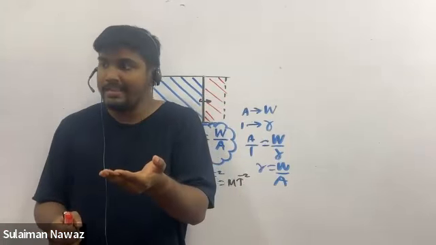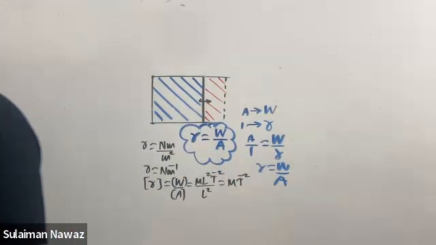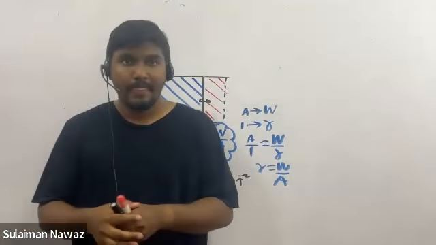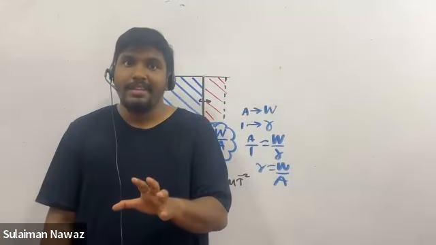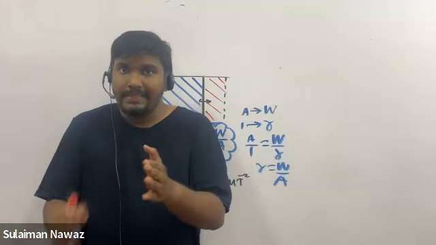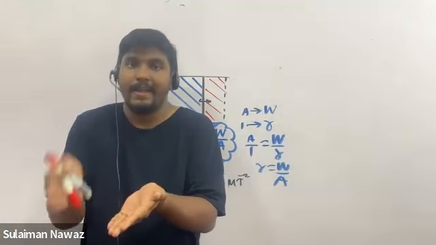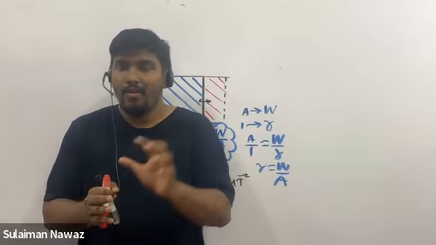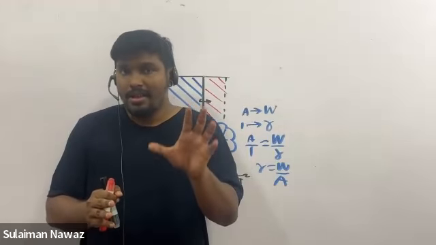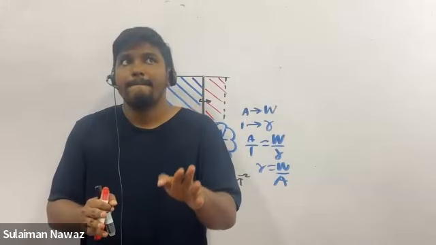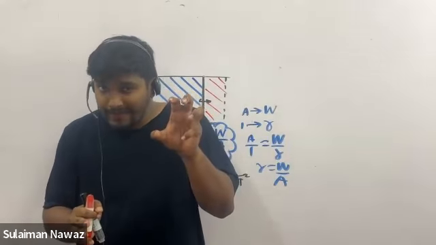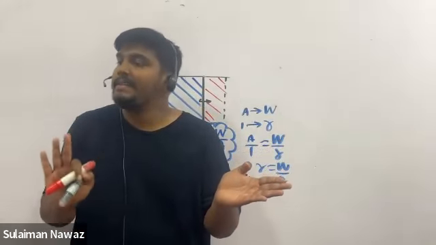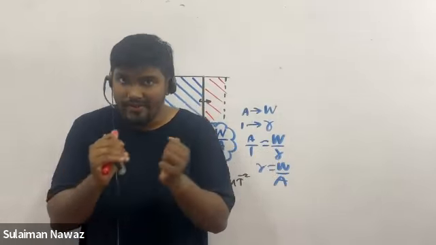How did we define free surface energy? Free surface energy means work done per unit area. The work done in order to increase the surface area of a liquid by 1 meter square is what we define as free surface energy. What is surface tension? Resultant force per unit length. What is free surface energy? Work done per unit area.